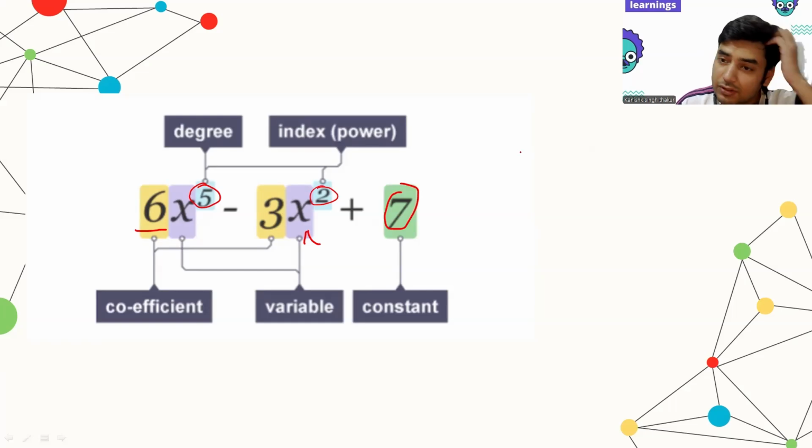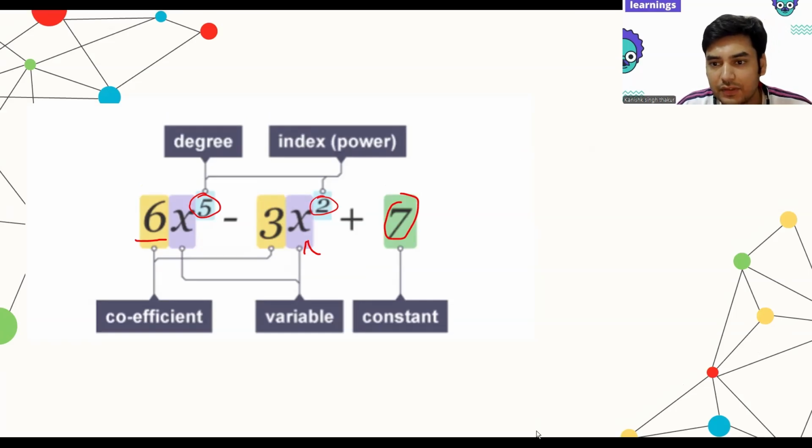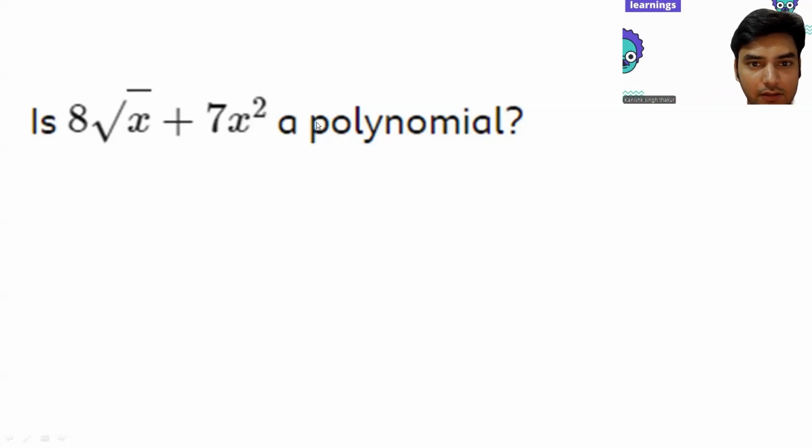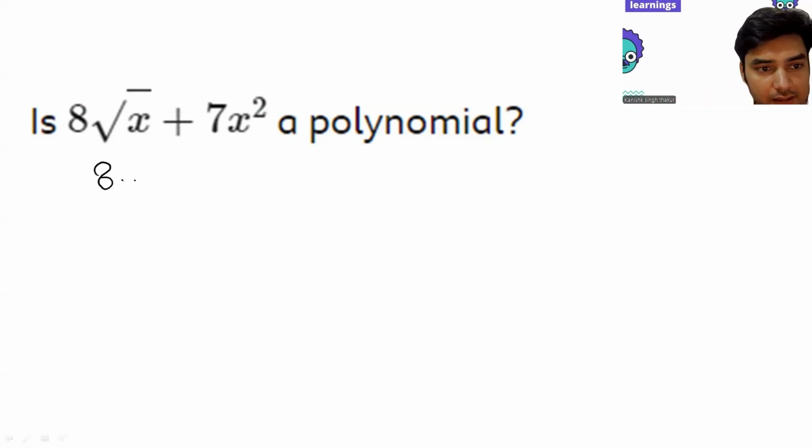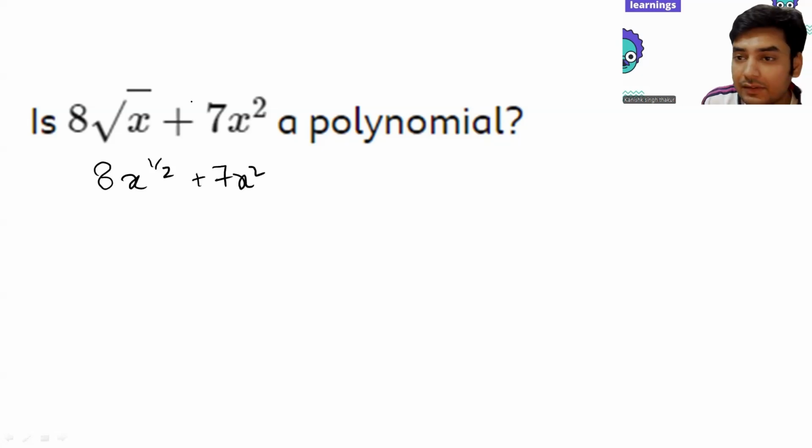Okay, so we have to see how we divide this polynomial by another polynomial and what the methods of division are. Just tell me whether this would be a polynomial. Now I have 8 under root x, and I already told you that the power cannot be a fraction. This is actually 8x to the power half plus 7x square, right? The power of the variable should always be a whole number. Since it's not a whole number, this won't be a polynomial.